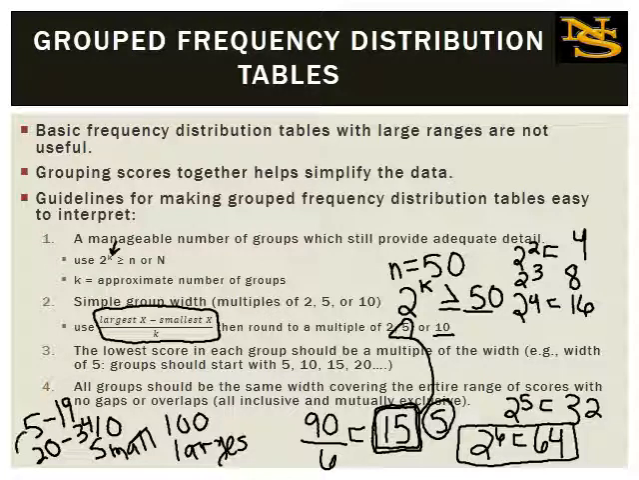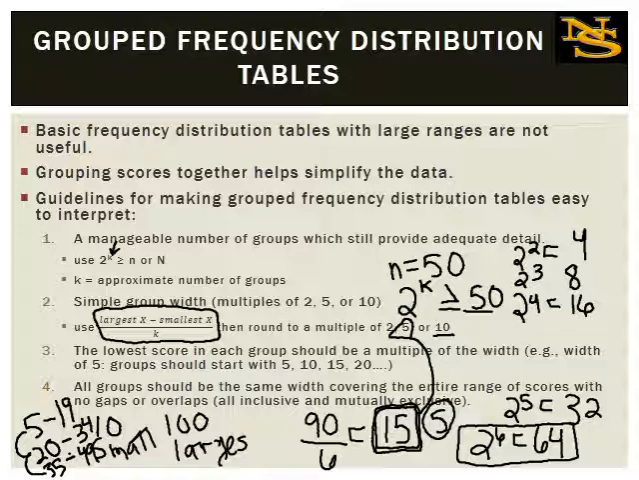So do you see that? It's going up by 15, right? The next one would be like 35 to 49. And again, you see that the lowest score is a multiple of the width. 5 to 20 is 15. 20 to 35 is 15.